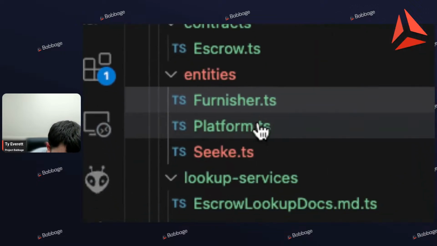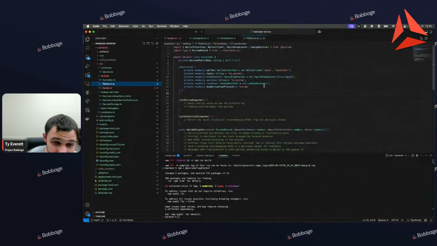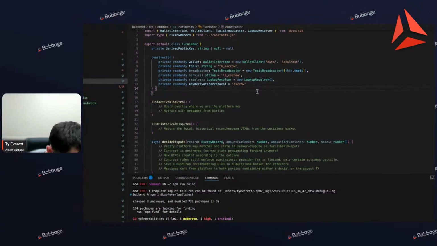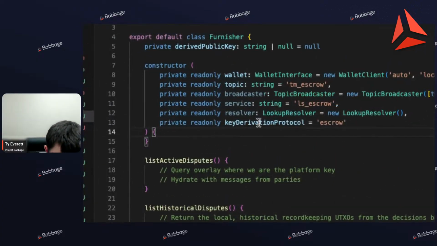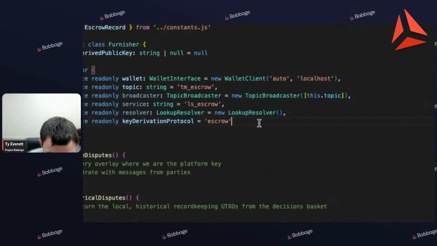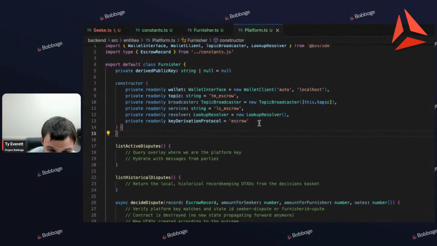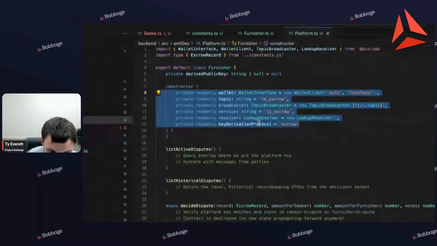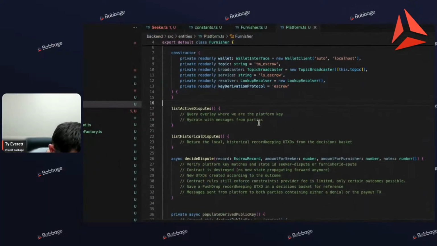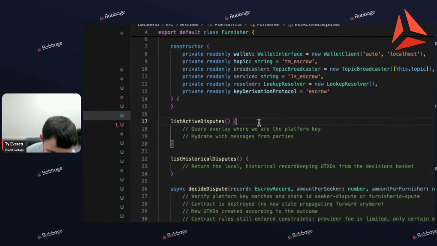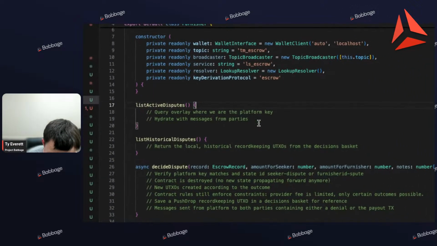If I'm a platform, my role is to resolve disputes among the seekers and furnishers of products and services within the context in which I am operating. A platform is constructed with the exact same set of parameters as a furnisher, meaning just a wallet capable of interacting and a set of protocol primitives. I can see the currently active disputes from the overlay by seeing which ones have tagged with my platform key.